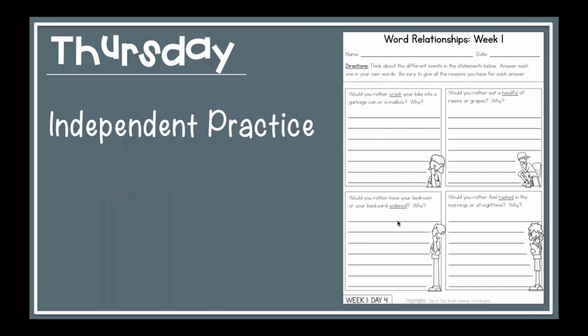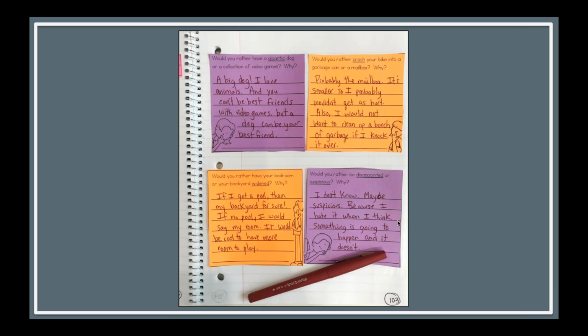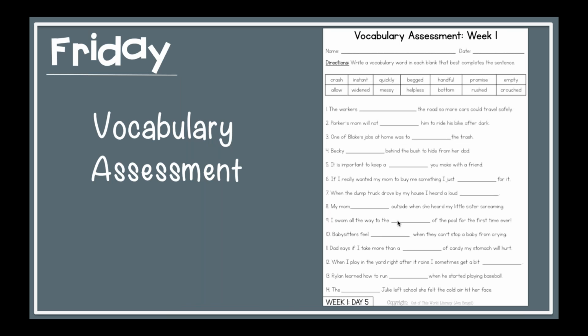And then for Thursday's independent activity, which you can do right after the lesson or put in a word workstation or a vocabulary station or homework assignment, would be would you rather questions. So you have 4 would you rather questions there. You can put these on rings and put them in a center so they have conversations that go back and forth. They can put them in their notebooks in that third section like I showed you at the beginning as well. And then on Friday, you just have your assessment.